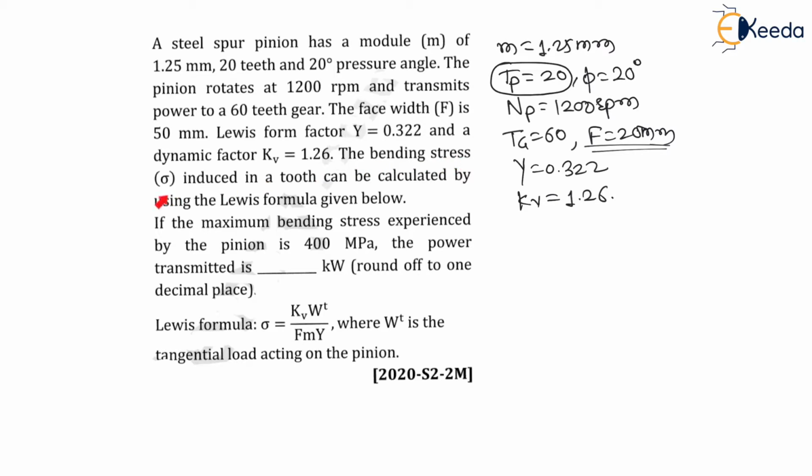Then the bending stress sigma induced in the tooth can be calculated by using the Lewis formula given below. As per this formula, sigma is equal to Kv Wt divided by F m y. By using this Lewis formula, we can find the bending stress. Now, the maximum bending stress experienced by the pinion is 400 MPa. My dear students, here the stress in the pinion is given, so we have to use the data of the pinion. Therefore the maximum stress induced is 400 MPa, right?